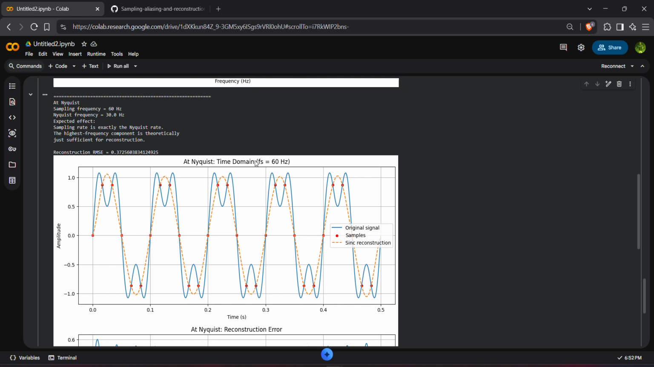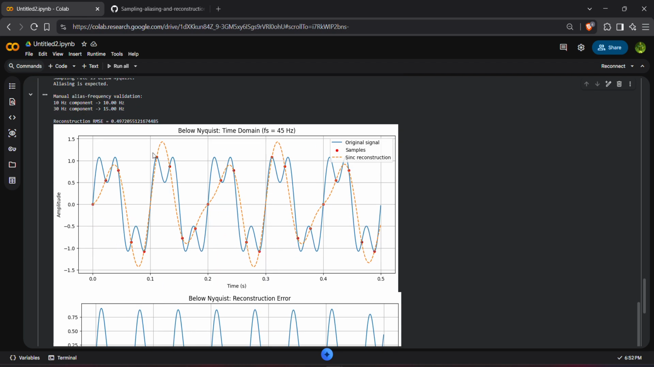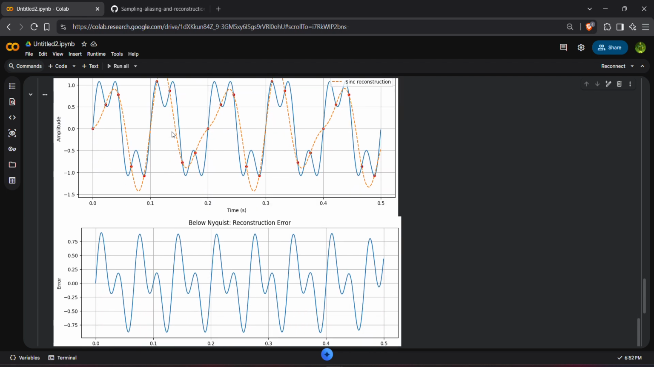Case 3, below the Nyquist, aliasing: here the sampling frequency is 45 hertz, below the Nyquist. The general formula is aliased frequency equals the absolute value of the original frequency minus k times the sampling frequency. For the 30 hertz component, we can take k equals 1. So the aliased frequency equals the absolute value of 30 minus 45, which is 15 hertz.